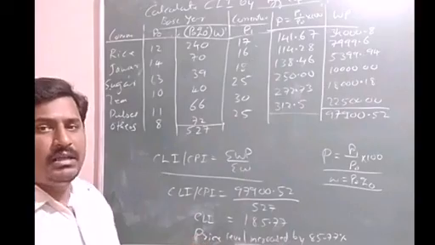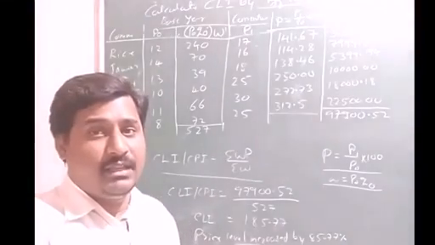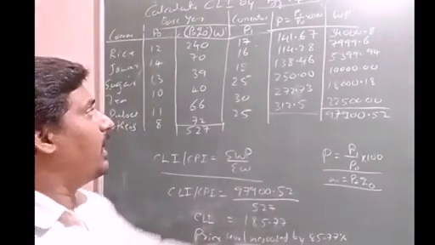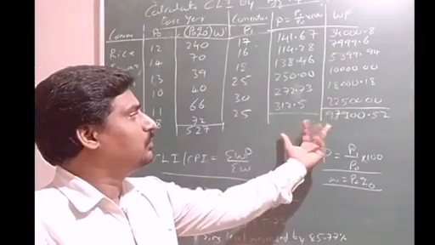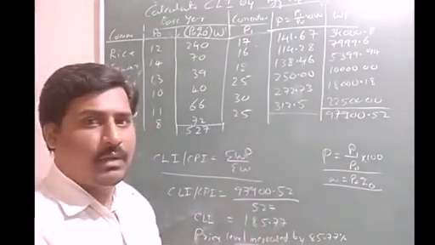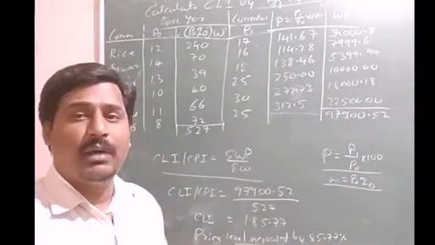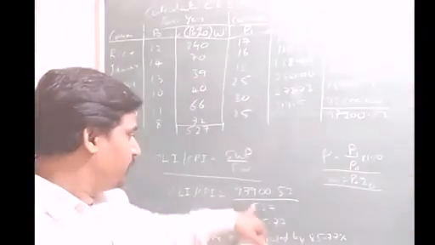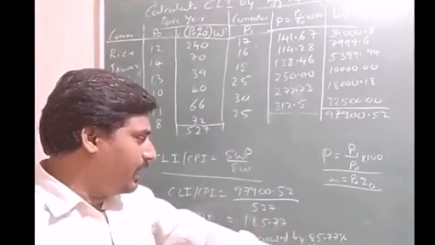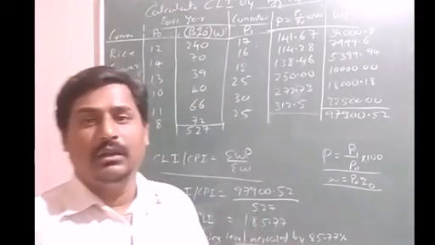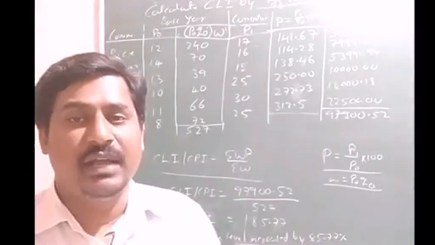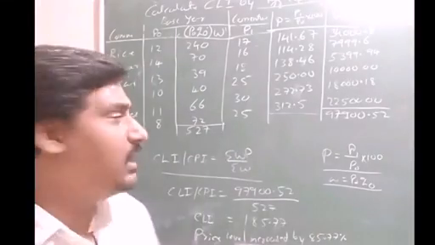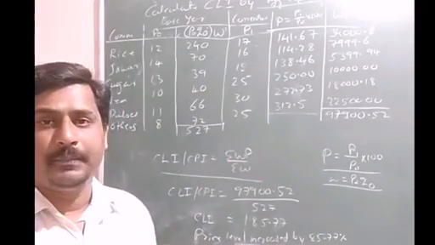Remember one thing here: the P formula, W formula, and CLI formula. These all three are important. They carry the marks. The formulas carry one mark each, 3 marks. Calculation of the WP column is 1 mark, and the final comment is 1 mark. So this is how the 5 marks are divided between the calculations here.